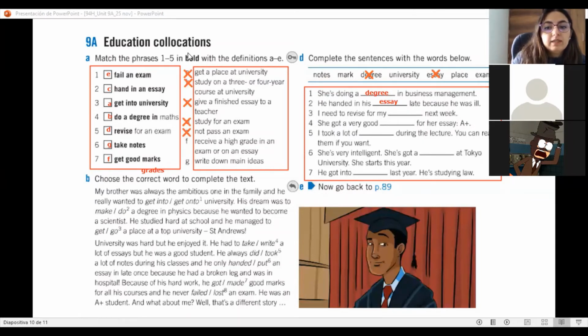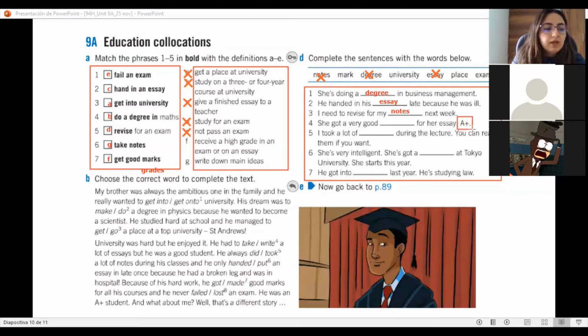I need to revise. Necesito revisar mis notes. Notes. Miren, a pesar de que esta palabra notes se ve como notas, no se refiere a las calificaciones, sino más bien a los apuntes, ¿no? Que tenemos. I need to revise my notes next week. Necesito revisar mis apuntes la siguiente semana. Number 4, she got a very good exam. Mark. Exacto. Ella tuvo una muy buena nota.